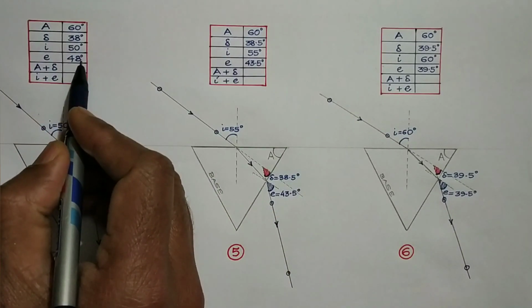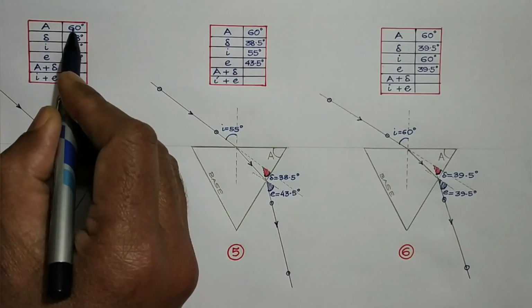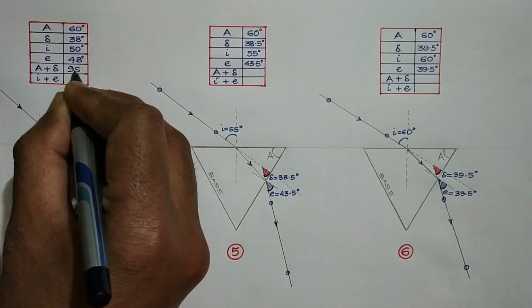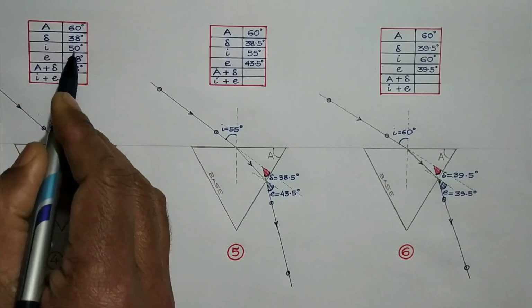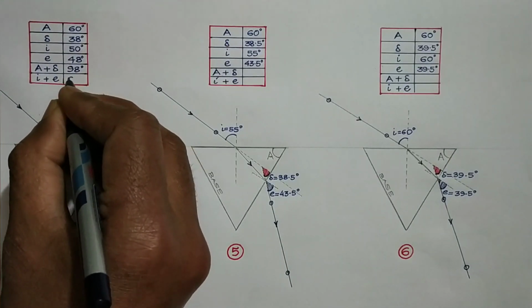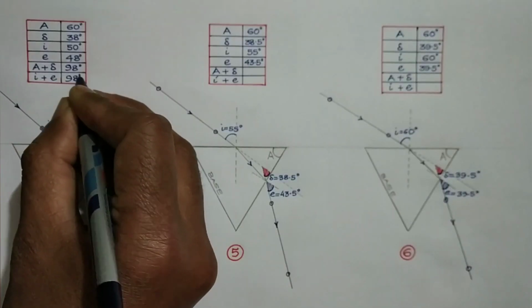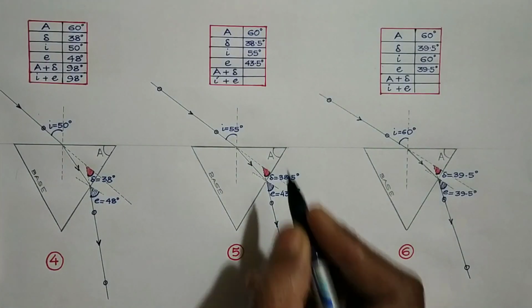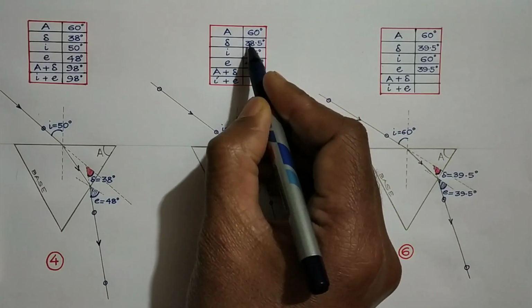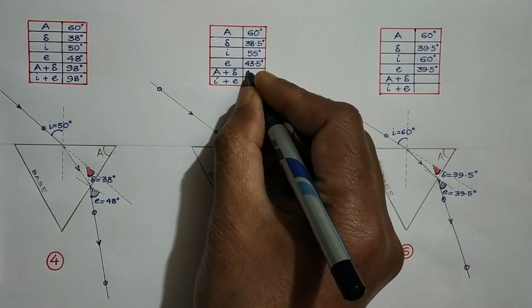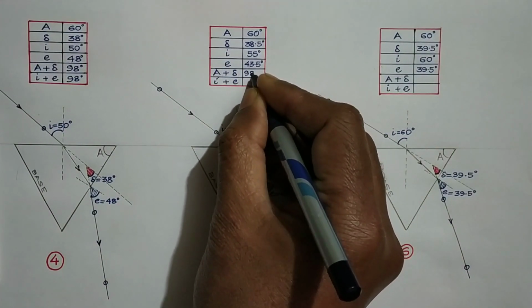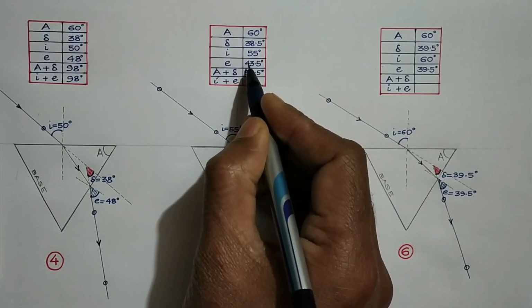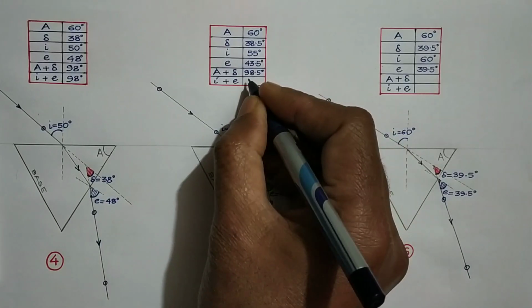Here I've written the values. So let's find out A plus del. 60 plus 38, it will give us 98, right? I plus E, 50 plus 48, again it will give us 98. So A plus del is equal to I plus E. Also over here, 60 plus 38.5, so it comes out to be 98.5 degree. Now I plus E, that is 55 plus 43.5, so it is again 98.5 degree.